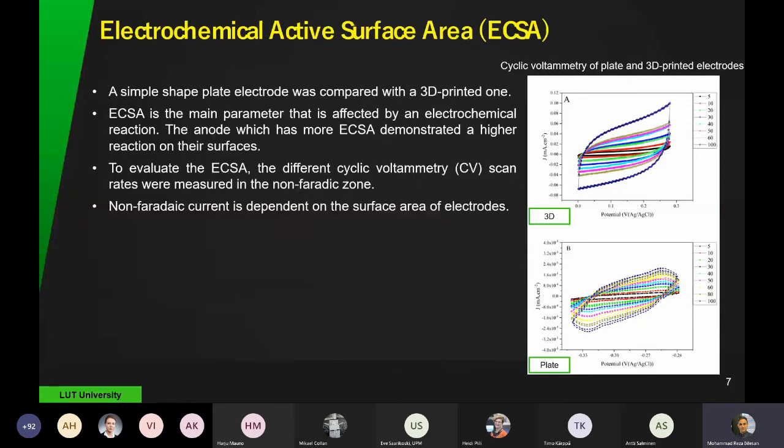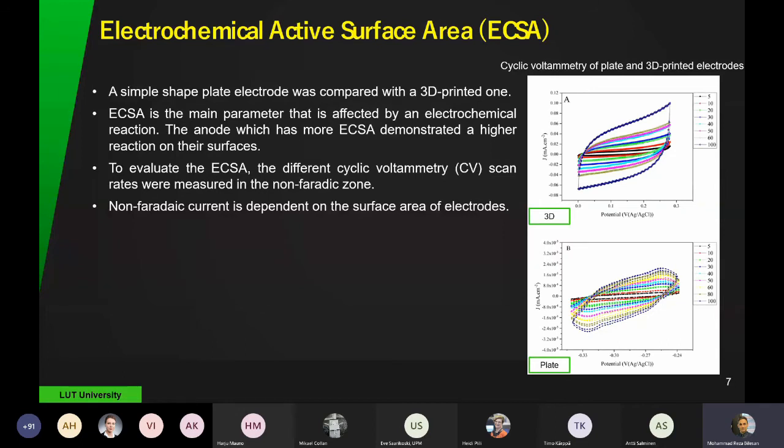So here I present a short summary of our results. The electrochemical active surface area can be calculated and studied. A simple shape plate electrode was compared with a 3D printed one, and the electrochemical surface area is the main parameter that affects an electrochemical reaction. The anode, which has more electrochemical surface area, demonstrated a higher reaction on its surface. To evaluate the electrochemical surface area, cyclic voltammetry at different scan rates was measured in the non-Faradaic zone.